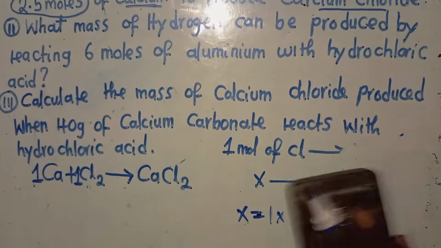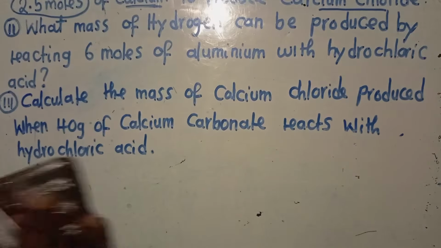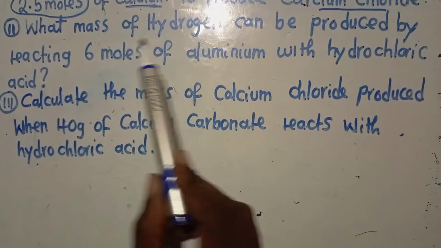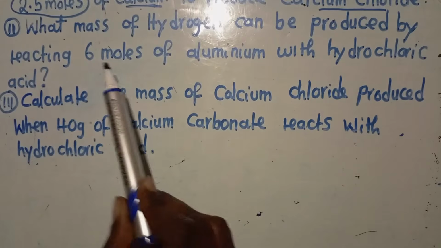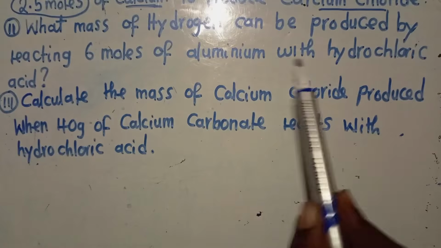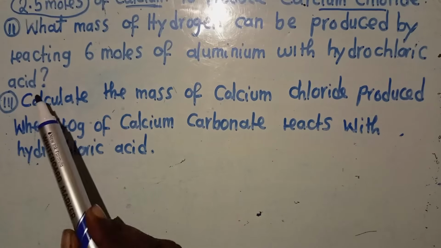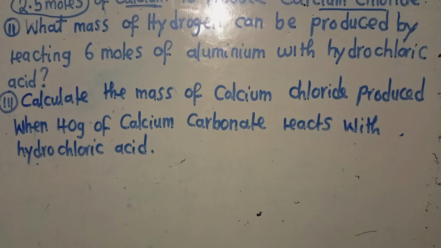The next question is telling us to say, what mass of hydrogen can be produced by reacting 6 moles of aluminium with hydrochloric acid? The first thing you need to do is to construct an equation. I've already told you that that's the first thing that you need to do. You construct an equation.